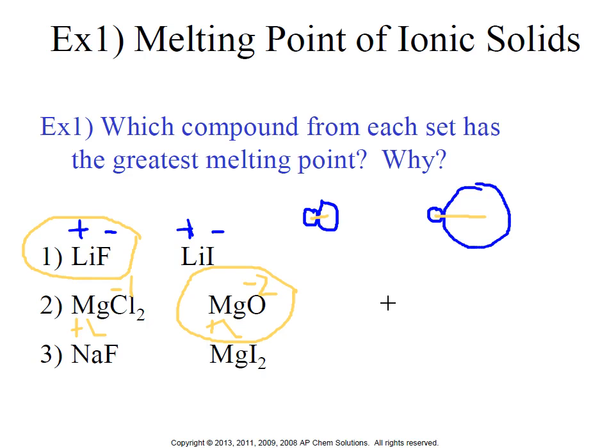All right, what about sodium fluoride compared to magnesium iodide? In sodium, we have a +1, and in fluoride, we have a -1. So that's a 1 and a 1. In magnesium, we have a +2, and in iodine, each one is a -1. So for sodium fluoride, we have a Q of 1 and 1, and in magnesium iodide, 2 and 1. 2 and 1 is greater charges than 1 and 1, so magnesium iodide would have a greater melting point, a stronger lattice energy, a stronger ionic bond.